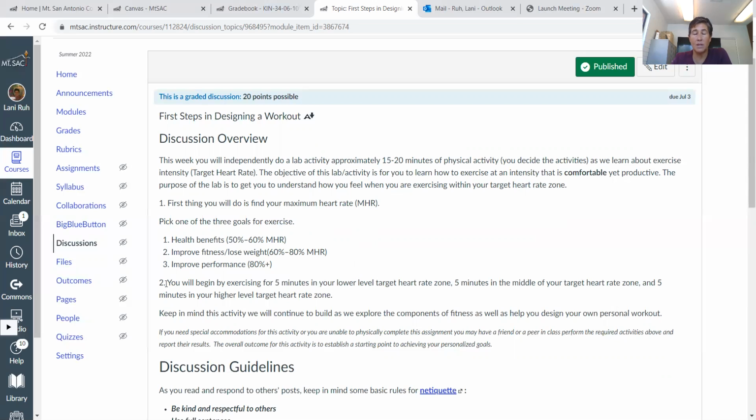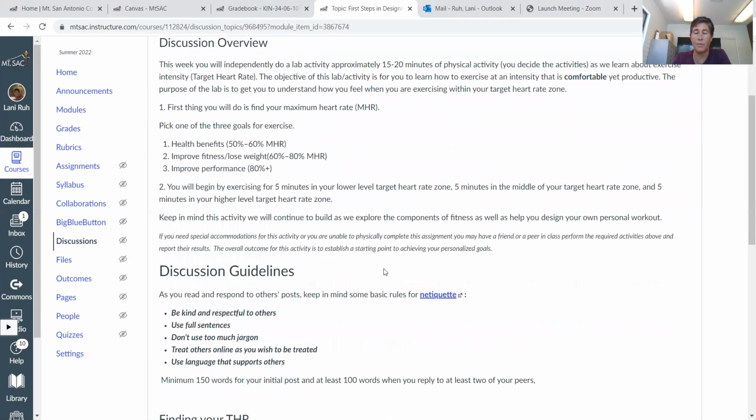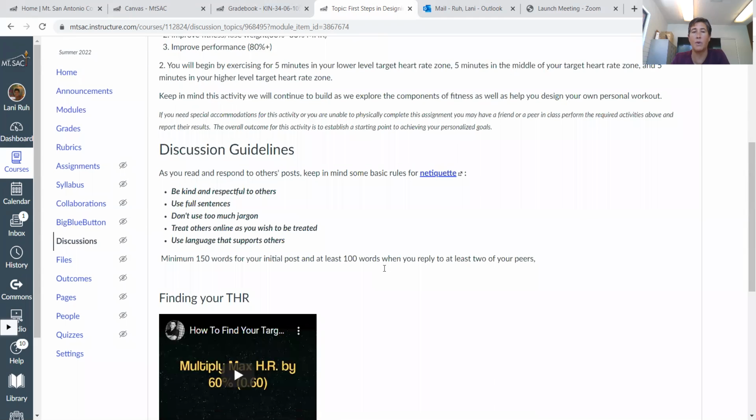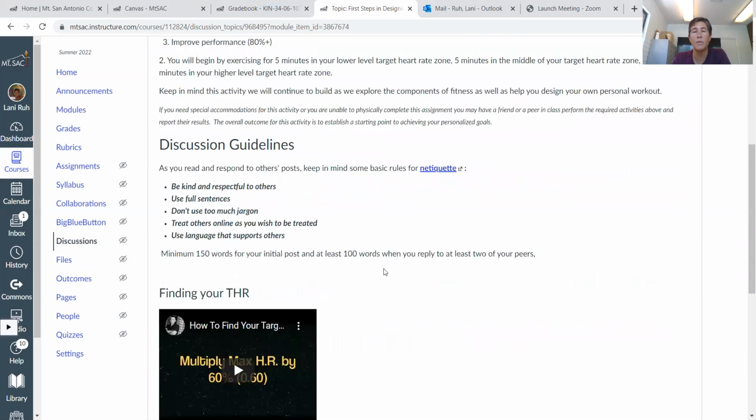So for this particular discussion, you're going to do an activity. So where you're exercising for 5 minutes, working in that lower target heart rate zone. So in this case, with improved fitness, let's say as the example of what you want to do, you'd start with whatever the heart rate is for your 60% amount of heart rate, and then 5 minutes in the middle, and then 5 minutes at the highest or the higher level of heart rate zone. Okay, and then I'll pop in an example in there for you so you can see that as well.